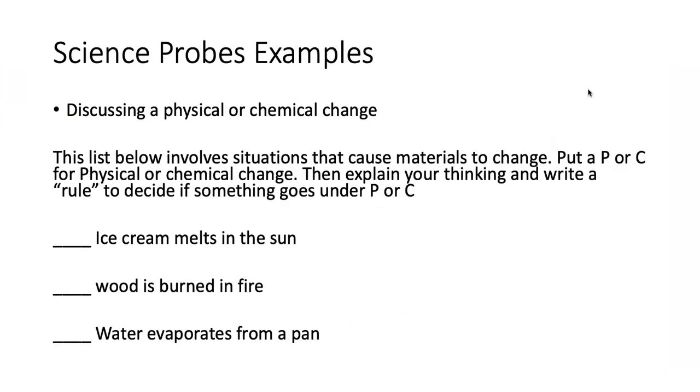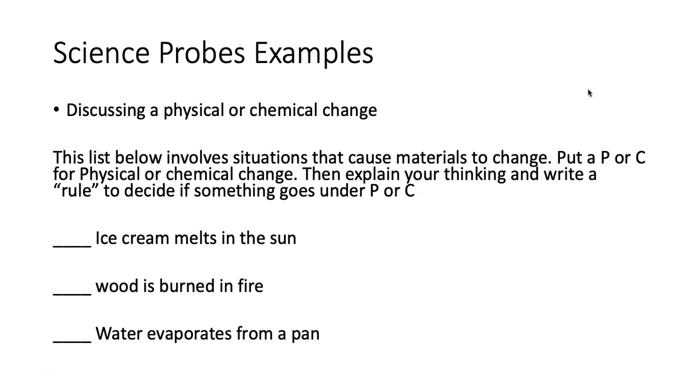Another science probe example would be if you're discussing physical and chemical change. So a physical change, an example would be water freezing and then melting and evaporating. The composition of water is still 2 hydrogens to 1 oxygen, no matter if it's in vapor form, liquid form, or solid form. A chemical change is when the actual compound is changing. So this is when we burn something or we mix 2 chemicals together, then you see a chemical change.